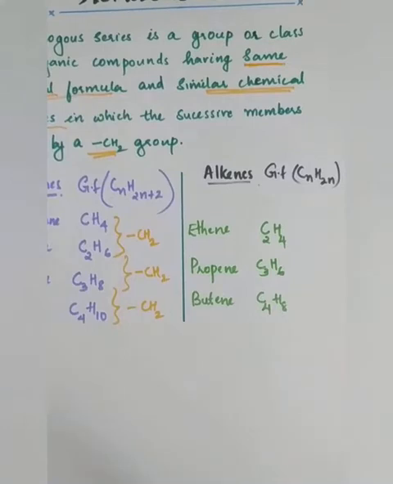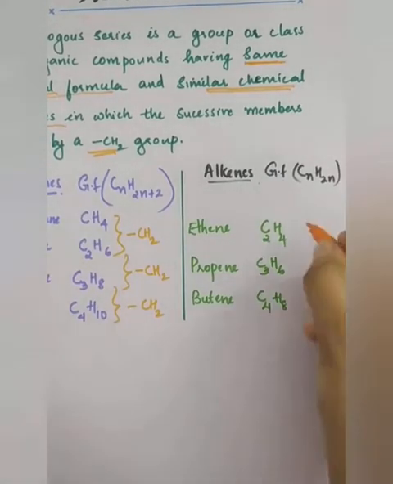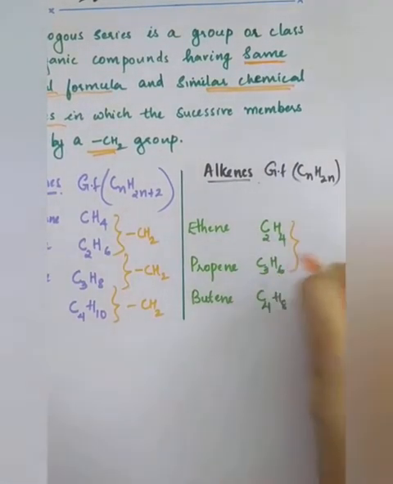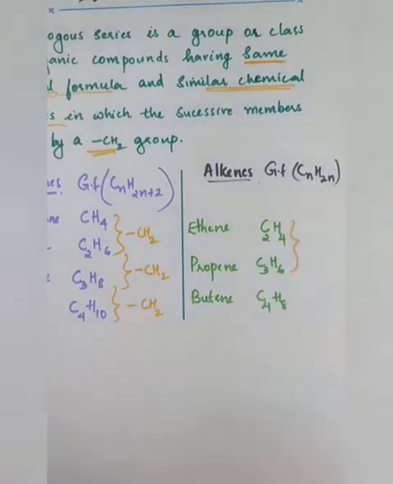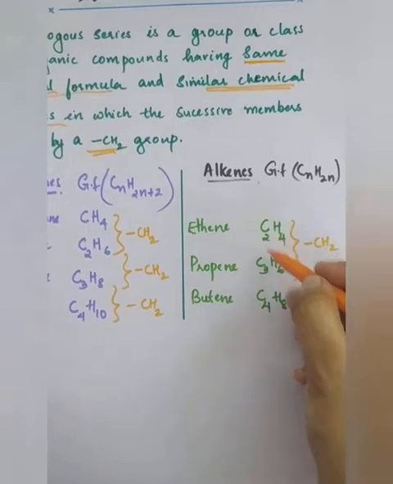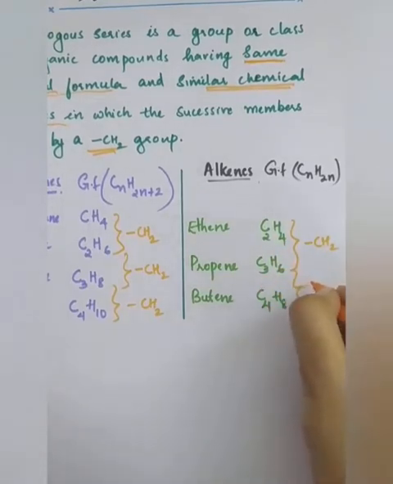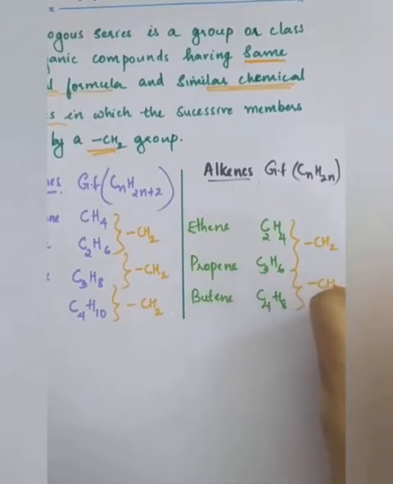This is also a homologous series having same general formula, that is CnH2n, and there are similar chemical properties, in which the successive members differ by a CH2 group. If you see C2H4 and C3H6, they differ by a CH2 group. C3H6 and C4H8, they differ by a CH2 group.